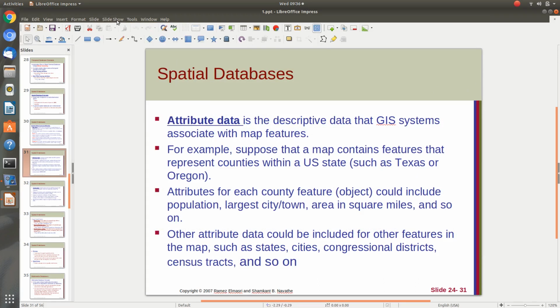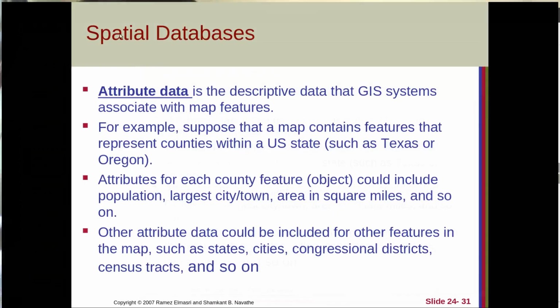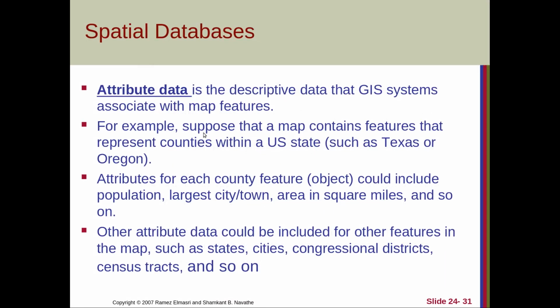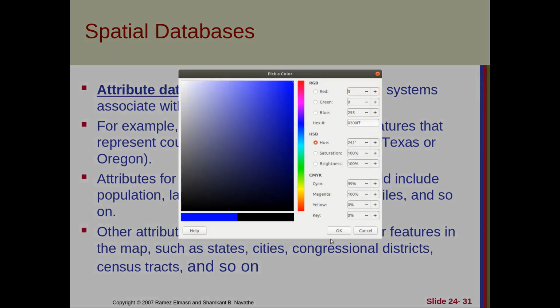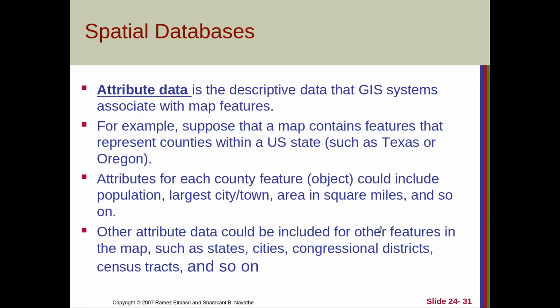So attribute data gives some description on the data that are represented within that particular object. So we will see some examples. Suppose a map contains features that represent counties within a US state. As you know, a US state is again divided into a number of counties.